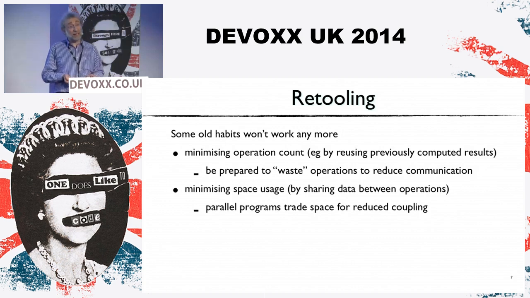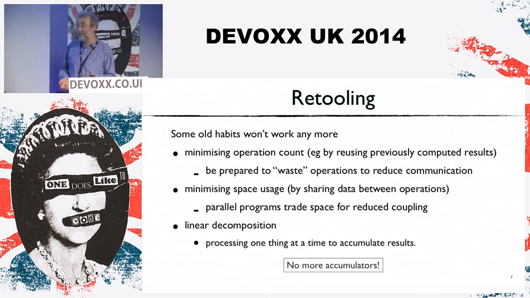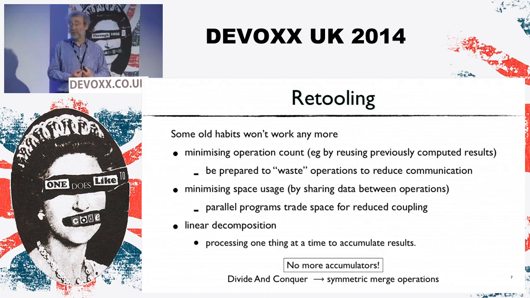And the big thing that we're going to have to give up is linear decomposition. We're used to processing one thing at a time to accumulate results. And if you're thinking about parallel programming, the moment you see that last line, you know, that's not going to work. That's really not going to work. We're going to have to give up accumulators, and we're going to have to use divide and conquer algorithms. And that means where we were looking for accumulation, we're going to now be looking for symmetric merge operations.